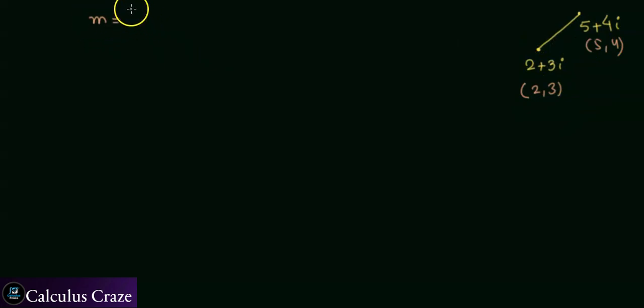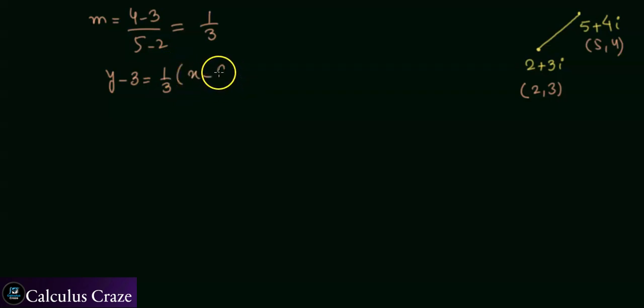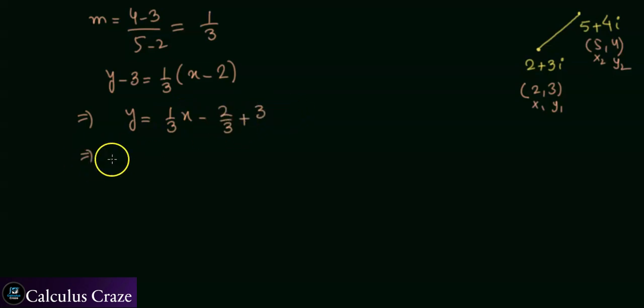The slope is y2 minus y1, which is 4 minus 3, divided by x2 minus x1, which is 5 minus 2. In this case I have 1 over 3 as the slope. My equation will look like y minus y1, which is 3, equals m, which is 1 over 3, times x minus x1, which is 2. Of course this is x1, y1 and this is x2, y2; this is my labeling. From here my y will look like 1 over 3 times x minus 2 over 3 plus 3, or I can say y is 1 over 3 times x plus 7 over 3.